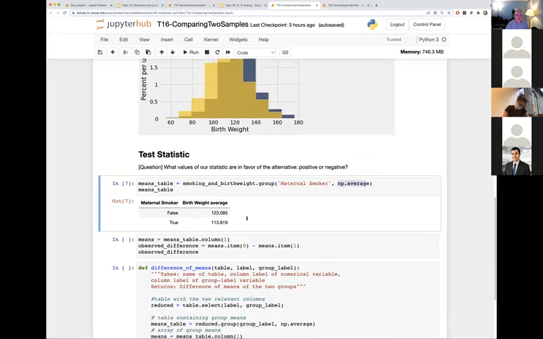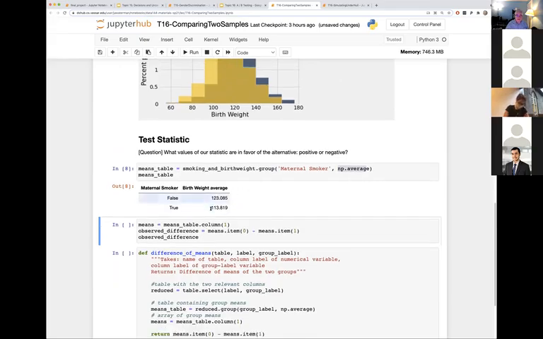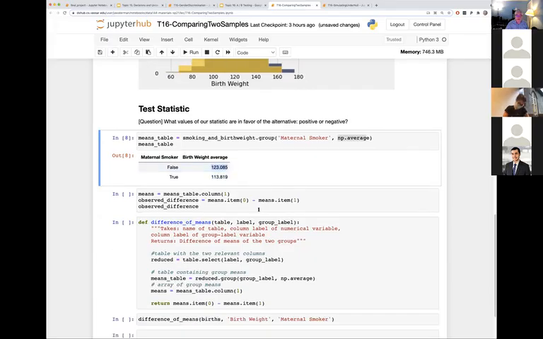Okay. And so you can see just by looking at the table, there is a difference between the averages, right? And if you were a smoker, your birth weight average was smaller than if you were a non-smoker. Okay, so let's just finish this and actually get our observed statistic, which is going to be the difference in the weights.